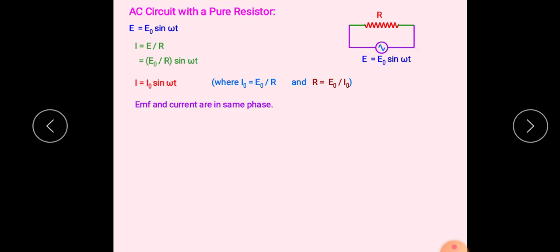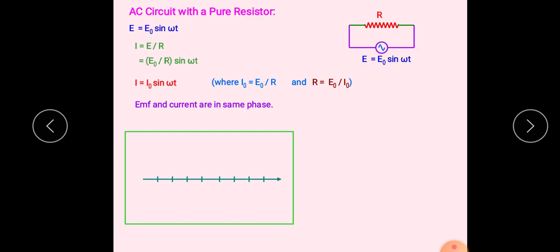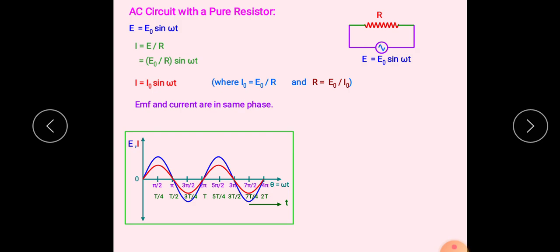EMF and current are in the same phase. As you can see, sin omega t occurs in both E as well as I. Omega t is the phase; the phase of EMF is omega t, the phase of current is omega t. Therefore, they are in the same phase. And if we plot the graph for EMF and current, it will look like this. The blue color shows EMF and the red color shows alternating current. They are in phase. The peak values are shown, E naught and I naught. E is E naught sin omega t and I is I naught sin omega t.